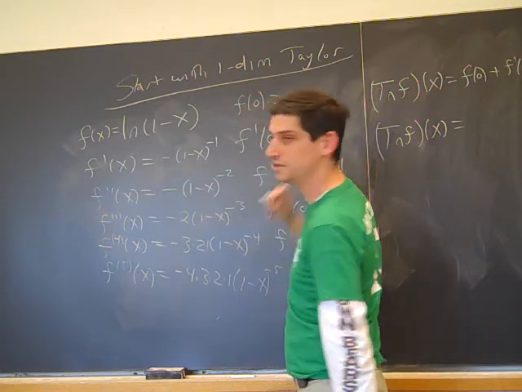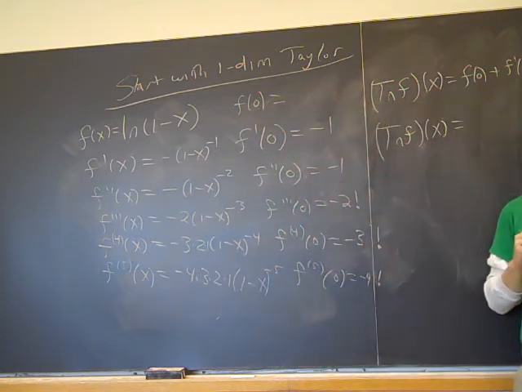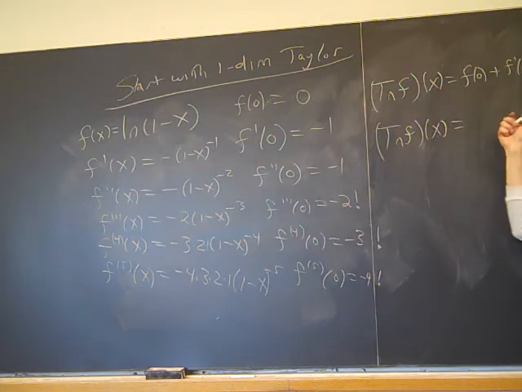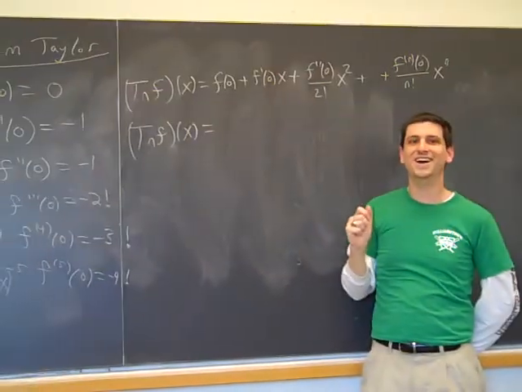F of 0 is just the natural log of 1. Is this in the range of the camera?